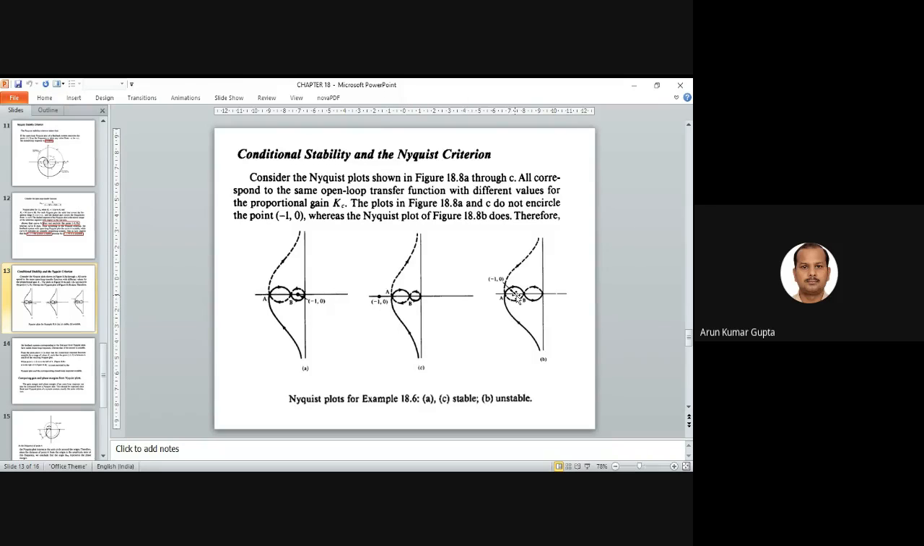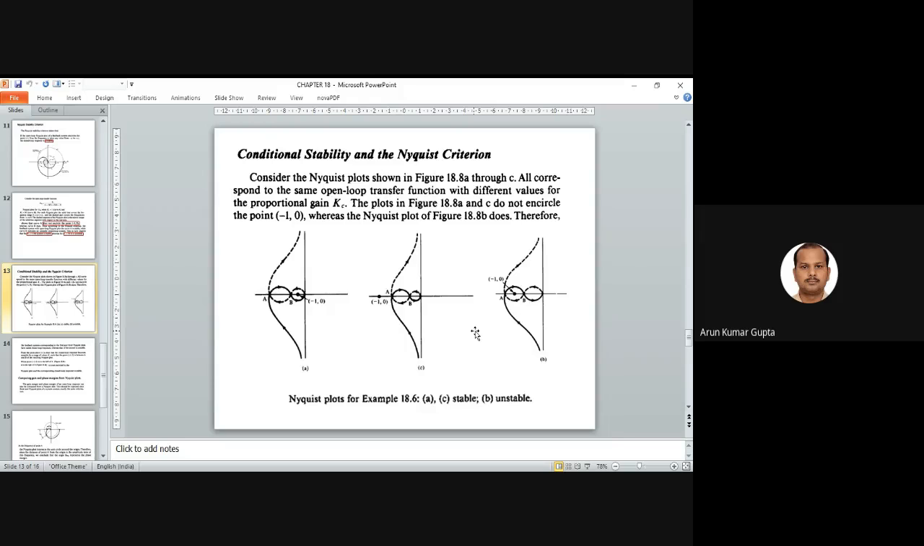But in this case, right? In this case your path is like this, and it is grabbing the minus 1, 0 point. So that's why you can say this is unstable. So that's why here I mentioned that in the A and C conditions, the system is stable, and in the B condition it is unstable, because this is grabbing the point minus 1, 0. It is a very simple criterion.